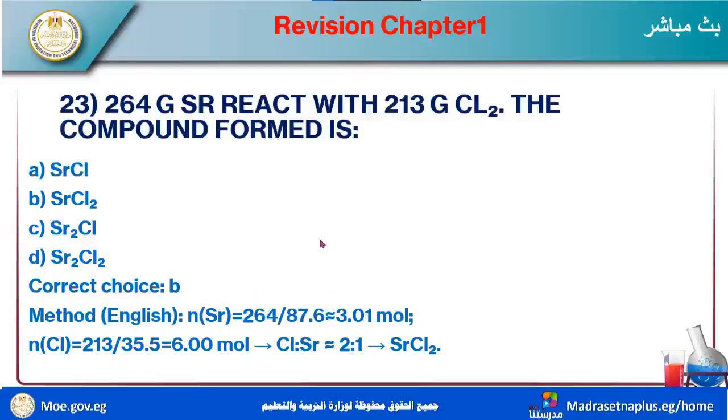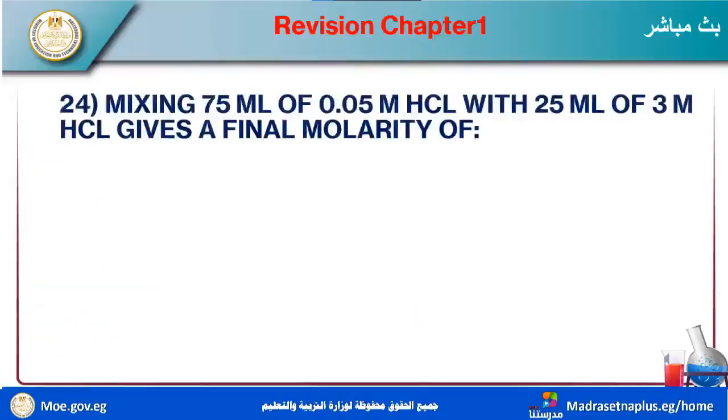So the compound is SrCl2, by using the number of moles of each atom in the compound, you predict it in this problem. Mixing 75 mL of 0.05 molar HCl with 25 mL of 3 molar HCl, what is the final molarity, please?